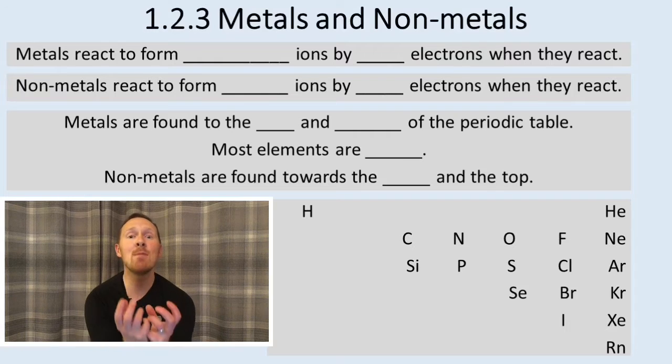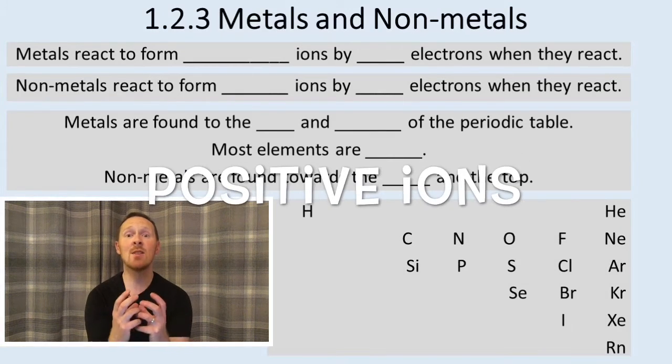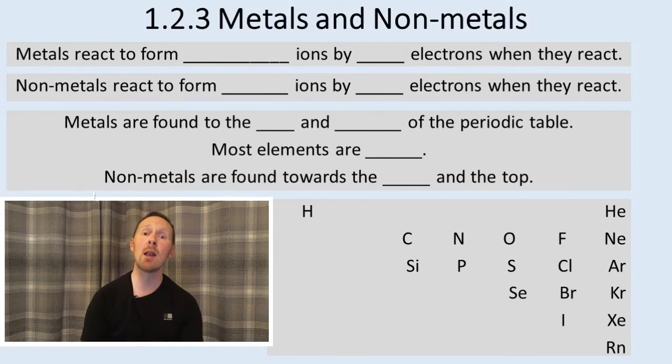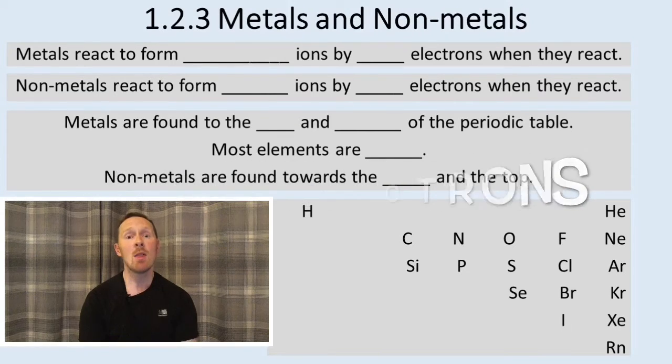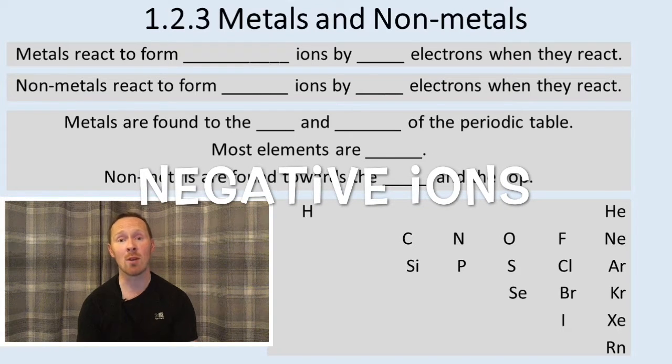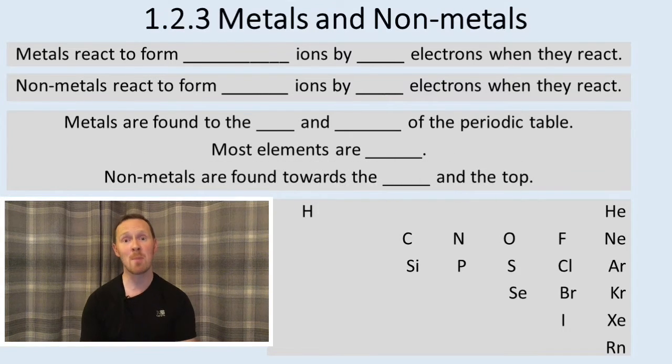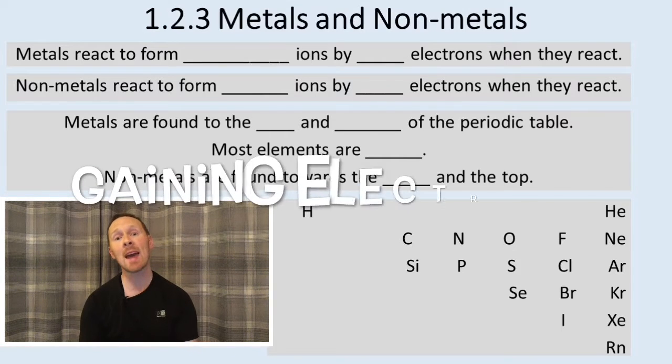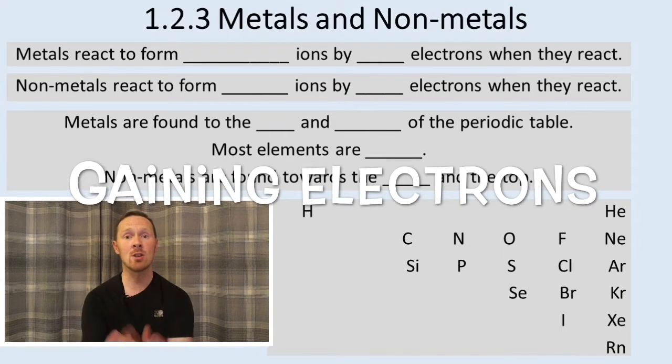Now in terms of the chemistry of metals and non-metals, they are different. Metals react to form positive ions by losing electrons. The opposite is true for non-metals. Non-metals gain electrons and form negative ions. So they form negative ions by gaining electrons to have a full outer shell.